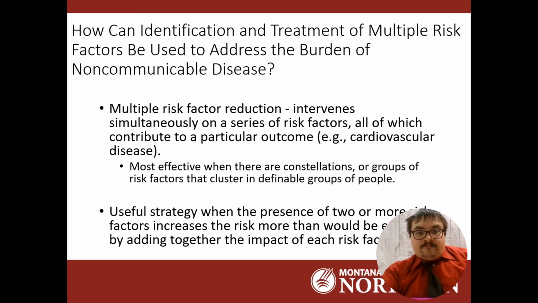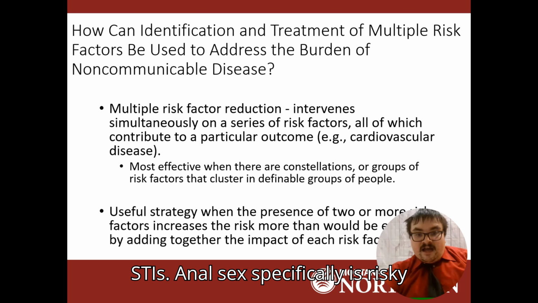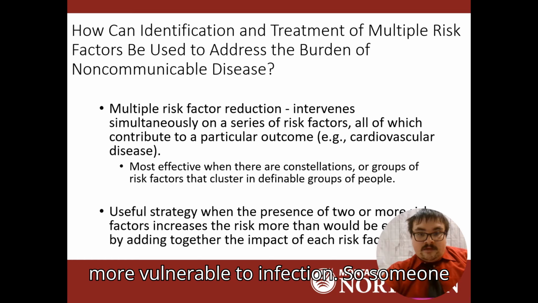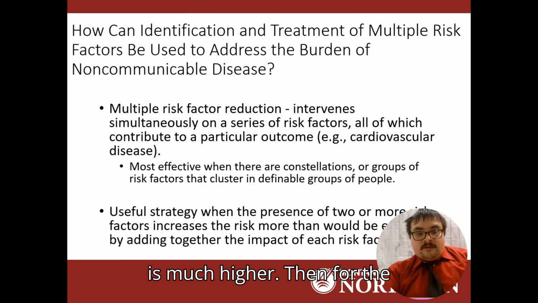So for example, multiple sexual partners and anal sex both increase the risk of contracting STIs. Anal sex specifically is risky because the lining of the anus is thin and can be easily damaged, which makes it more vulnerable to infection. So if someone engages in both these practices, the risk is much higher.